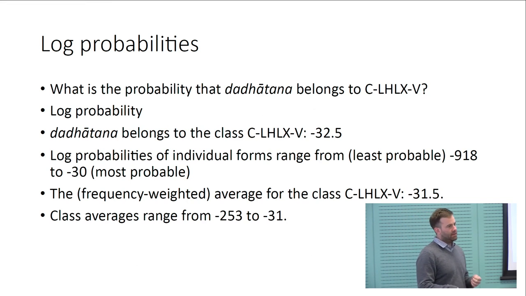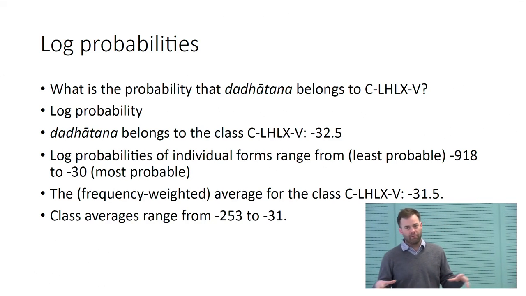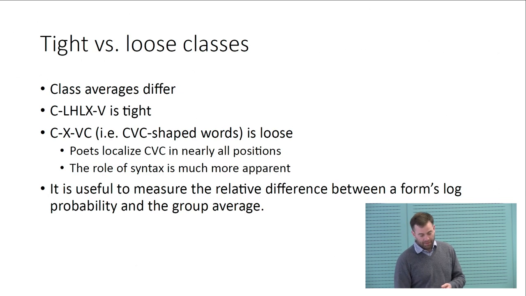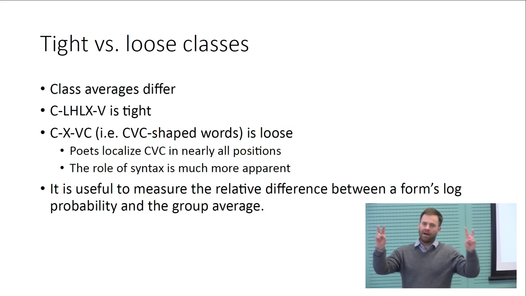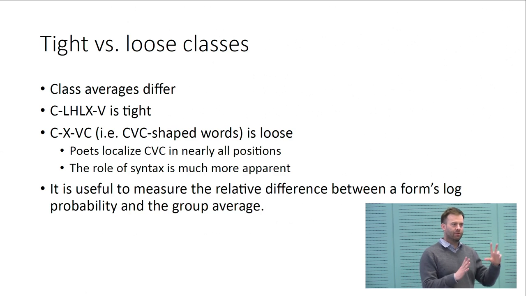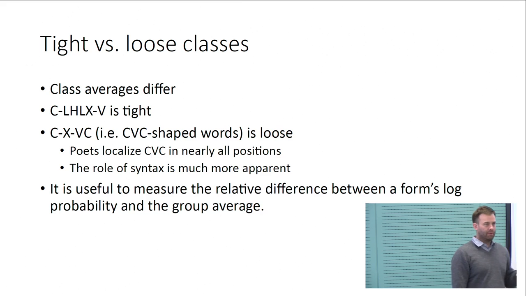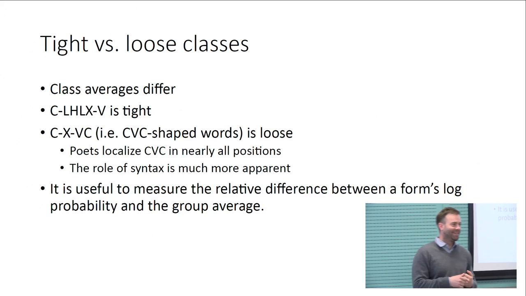Now, classes, because of differences in shape and so forth, have averages that are very different from each other. They range from -250 roughly to -30. And that's because of what I refer to as tight and loose classes. The one that we just looked at is tight in the sense that there are only a few places where the poets can fit them into the verse. And something like CVC-shaped monosyllables, that's with a short vowel, they put those in almost any position in the verse. And so it's in these loose classes that you really get to see the other things that are determining word order in the Rig Veda, like syntax.